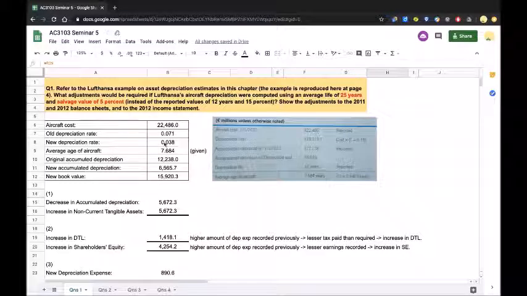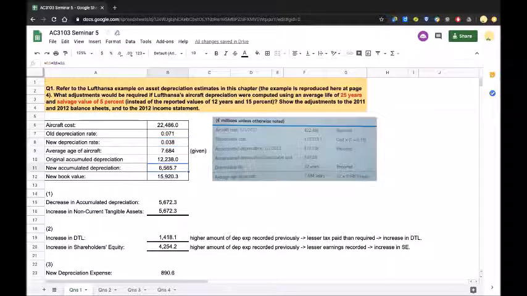So the first thing we did was to calculate the new depreciation rate, which is due to the change in average life and salvage value. The new depreciation rate is 3.8%, as compared to the previous depreciation rate of 7.1% as given in the question, so the new rate is significantly lower.